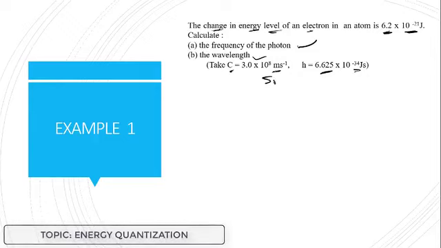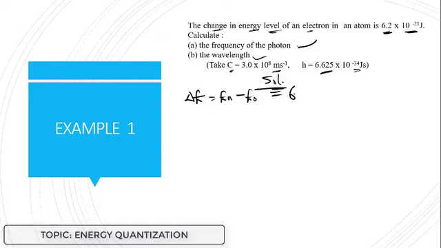So let's start with the first one, which is the frequency. Now for us to find the frequency, first of all, we need to look at the change in energy levels, which is given by En minus Eo, where En is the energy in the infinity level and Eo is energy in the ground state level.